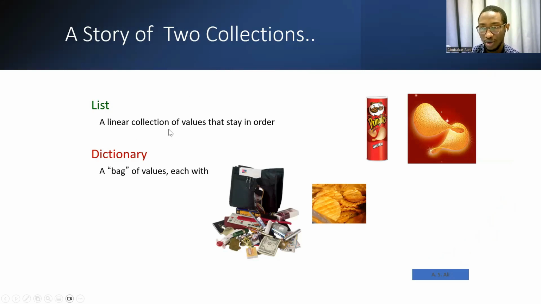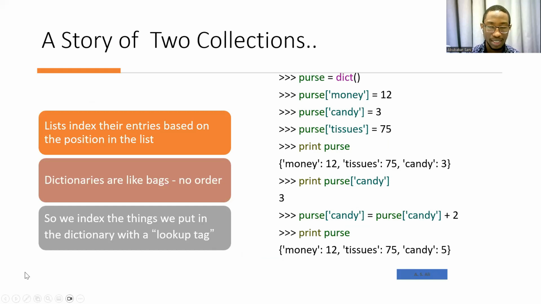A list is a collection of values that stay in order. We mean they stay in order. In a list of friends, the first friend remains the first friend. However, a dictionary is just a bag of values, each with its own key. So you have key and value pairs. Just like when you are reading your English dictionary, you take a word and the word serves as the key, and you see the definition of the word, that is the value of that key.